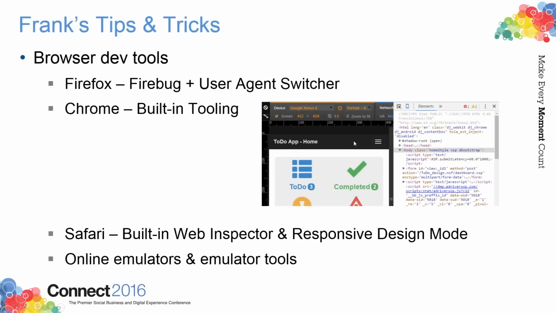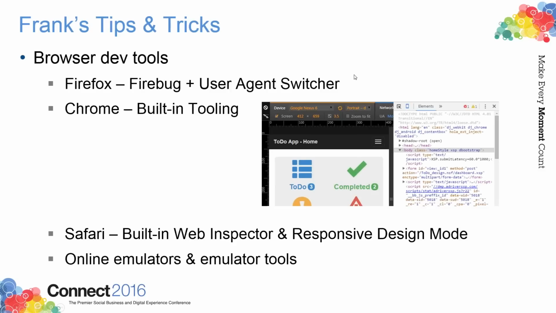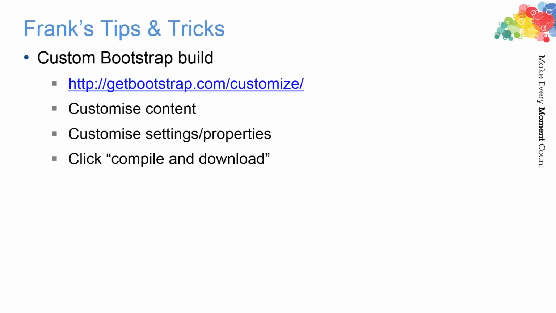Yeah, so just to mention that, of course, if you're building responsive applications, the browsers have themselves built-in tooling to help with that. So Firefox, you saw me probably using Firebug there, and you can also use a user agent switcher to test the responsive capabilities of your application. Chrome has built-in developer tools, you can see in the screenshot there, and then Safari has its own version of those kind of built-in tools, the web inspector and responsive design mode. So using these browser tools is a vital part really of testing your responsive applications.